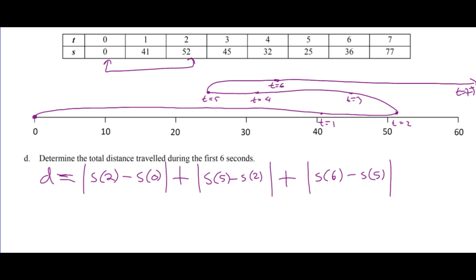Okay, so we need to know these. I don't care about the distance from 0 to 1, because I know it's moving in a positive direction from 0 to 2. So we'll take that distance from 0 to 2, which is 52 minus 0, plus, and then from 2 to 5, it's moving backward, so this is going to be 25 minus 52. And then from 5 to 6, which is 36 minus 25.